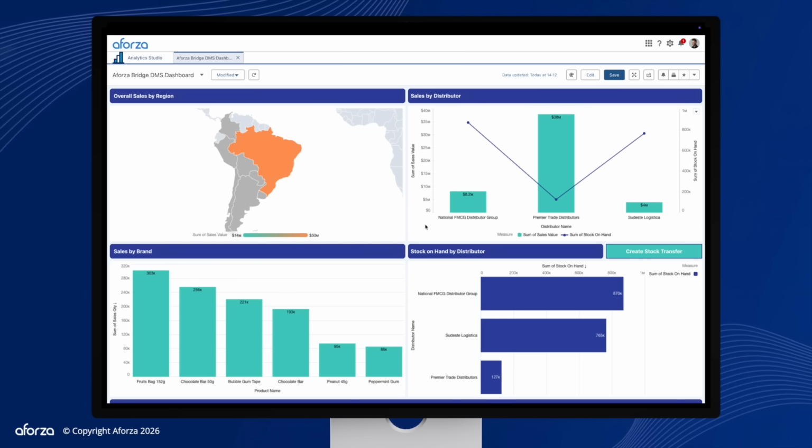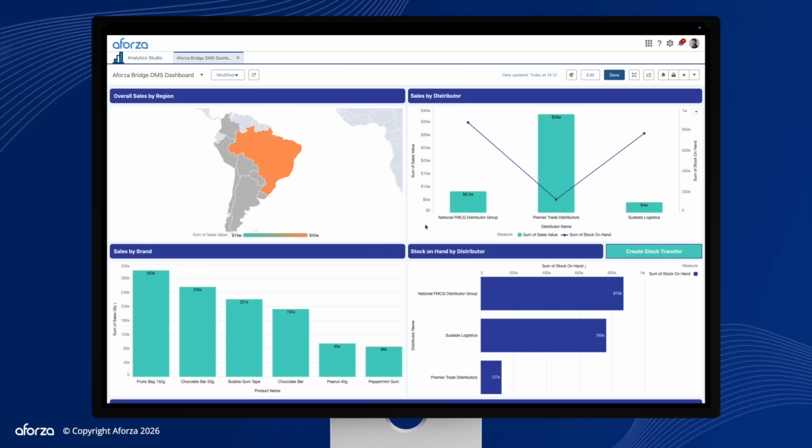Now, with the Aforza Bridge dashboards here, I can drill into anything I need to and get the data underneath. So what I can do is move from the sales to the commercial reality that's deciding whether we win or lose, and that's inventory availability. And this is the key insight. So you can see the stock trend for Premier Trade distributors. It's pretty much done a V shape here, and it's depleted. In comparison, the other distributors, they look healthy and they've still got stock on hand.